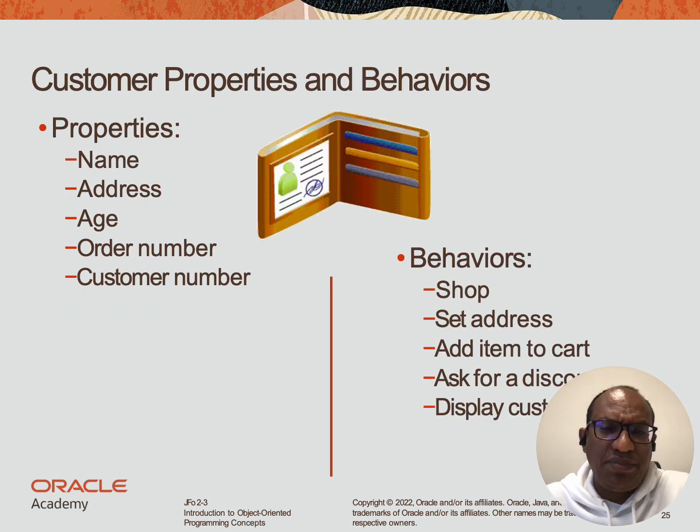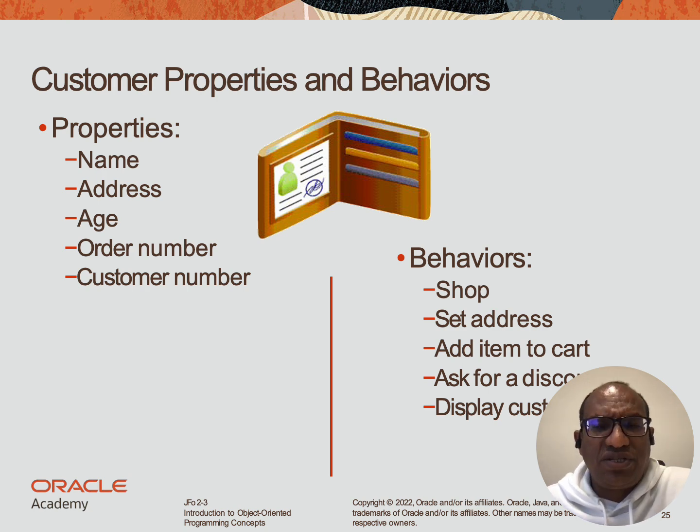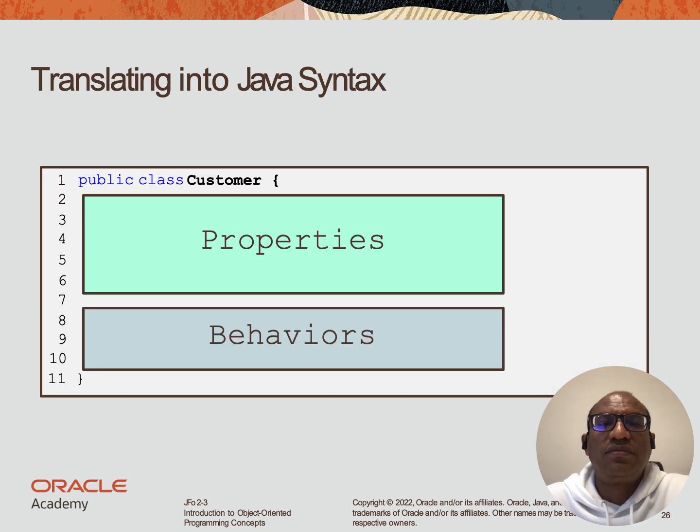Let's walk through a customer example. Properties might include name, age, and order number. Behaviors could include shopping, adding to a cart, or setting an address. Think of some properties and behaviors that are in the customer class of Duke's Choice. Think about how you would write this information as a Java class. Now, see how we translate that into Java syntax. Each property becomes a variable, and behaviors become methods inside the class. Now we're beginning to see the transition to Java syntax.